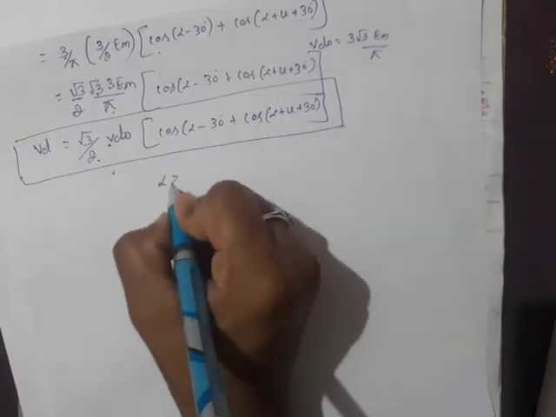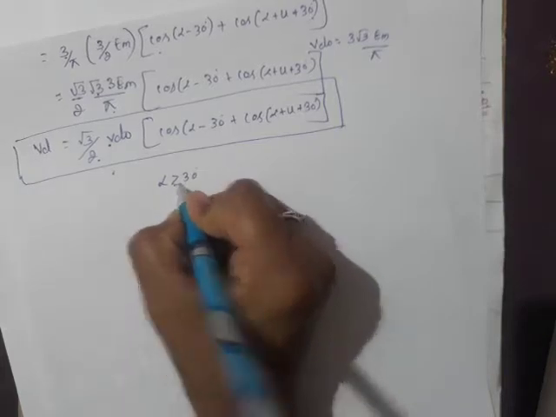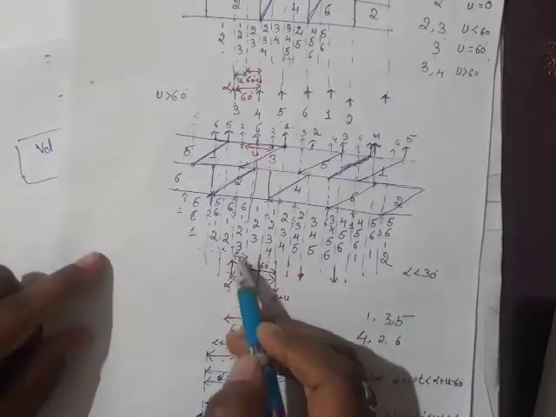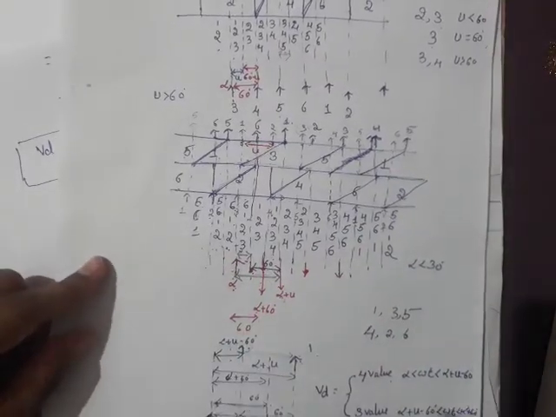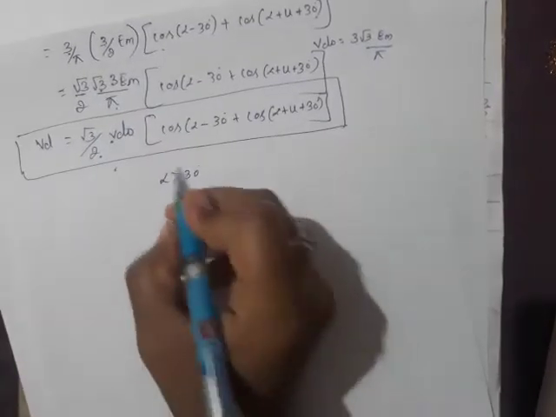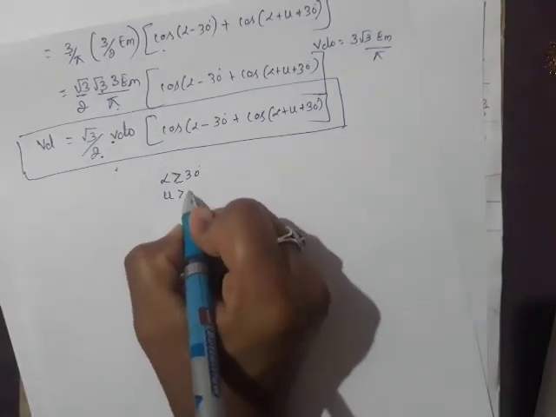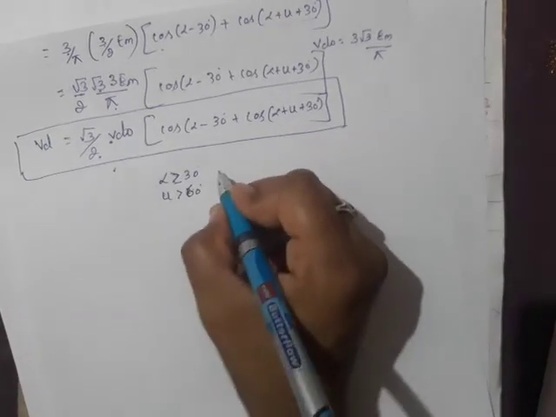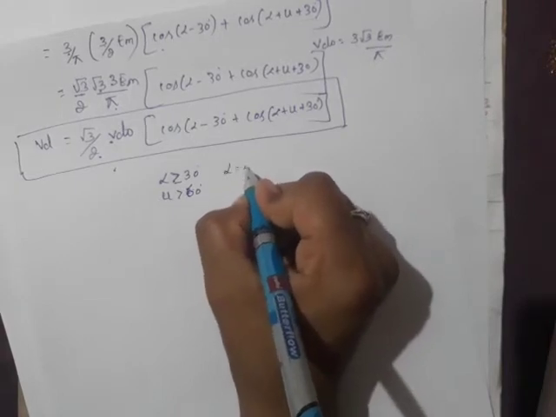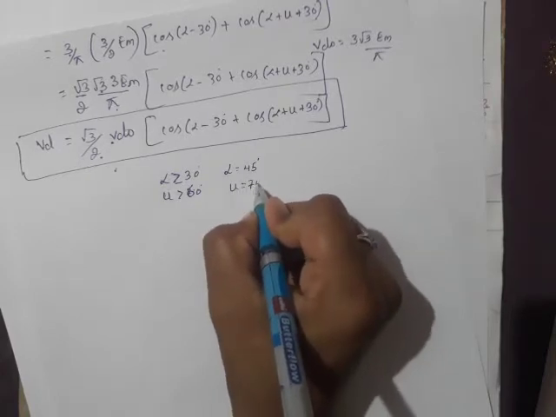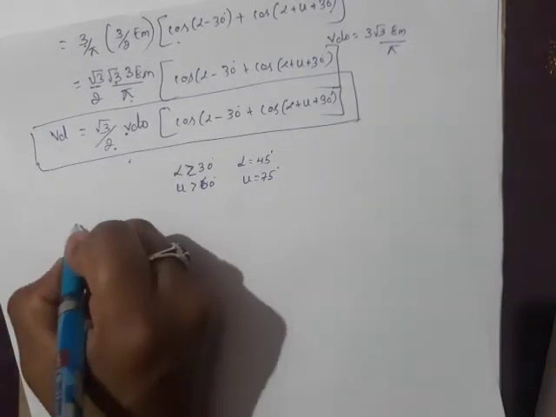That's why always alpha should be greater than 30 degree, or it might be equal to 30 degree, no problem. Because if you consider equal, already valve number 6 has gone out of conduction. So at that point valve number 4 can come into conduction. But better if you keep it greater than 60 degree, and u should be greater than 60 degree. With this information, we'll take alpha is equal to 45 degree to write the table, and u is equal to 75 degree.